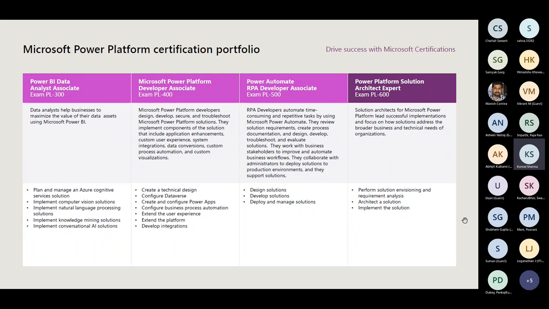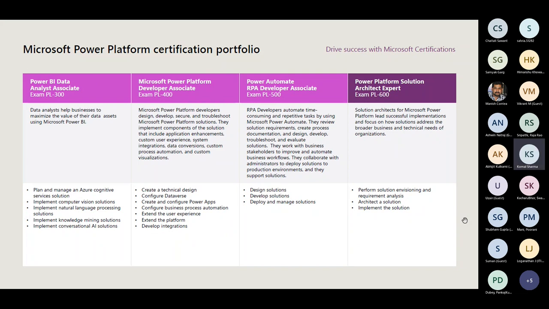Now PL-500. PL-500 is Power Automate RPA Developer Associate. Means if you are more interested toward desktop development, okay, means desktop automation. So here you have this exam PL-500, where you will learn how to design solutions for your desktop application or your web apps. Okay, how to create the automation for your desktop apps and web apps, how to develop the solution, how to deploy and manage the solution.